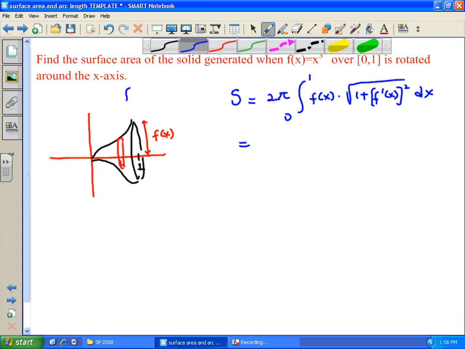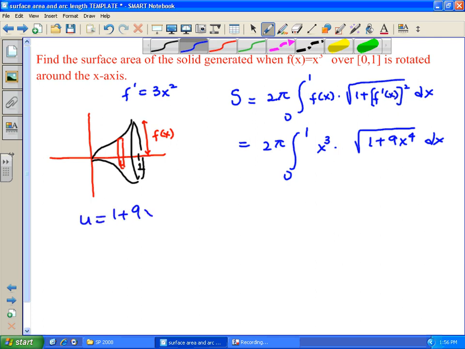So for this function, f prime is 3x squared. And if you square that, you get 9x to the 4. So you put that under the radical sign. Right. F of x is the function itself, which is x cubed. And then you use a u substitution, I assume, here. So x cubed dx is du over 36.